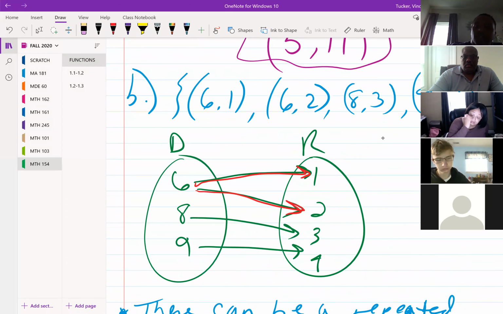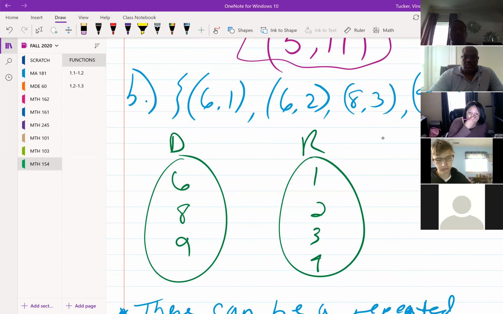All right, so let's look at this one. We have 6, 1, 6, 2, 8, 3, 9, 4. Basically, all they did was invert the ordered pairs. Remember, it was 1, 6, 2, 6, 3, 8, 4, 9. So flip the fraction, flip the ordered pairs. We have 6, 1, 6, 2, 8, 3, 9, 4. And we're asking ourselves, is this a function?